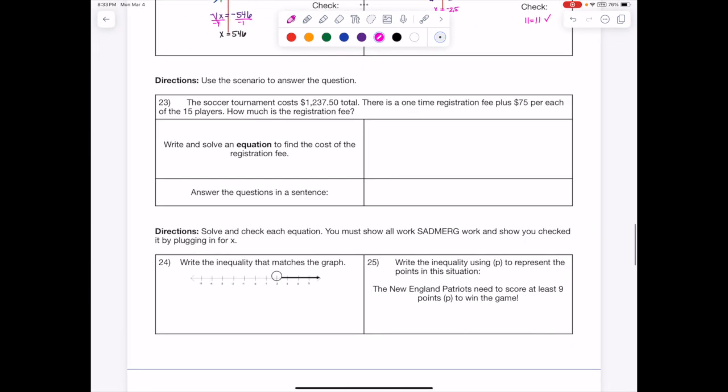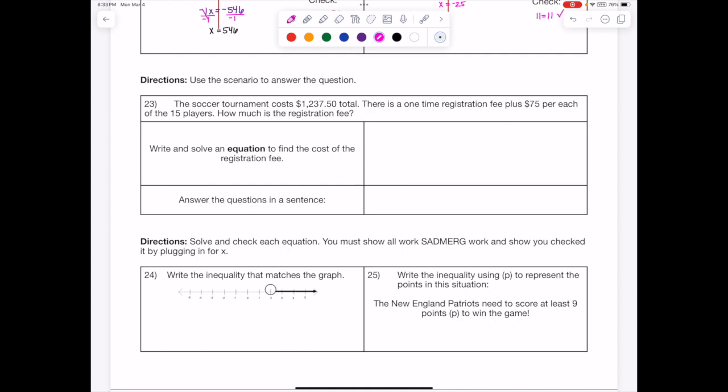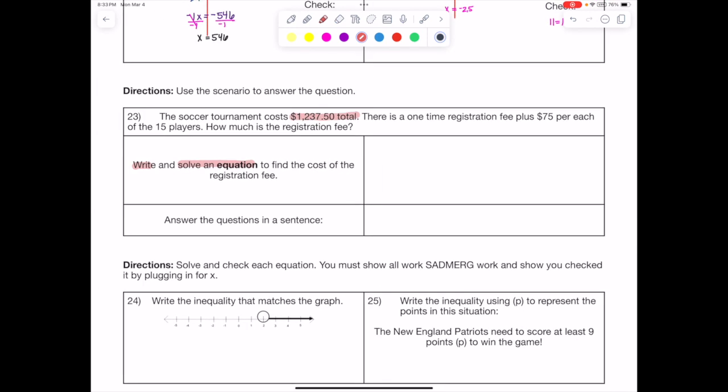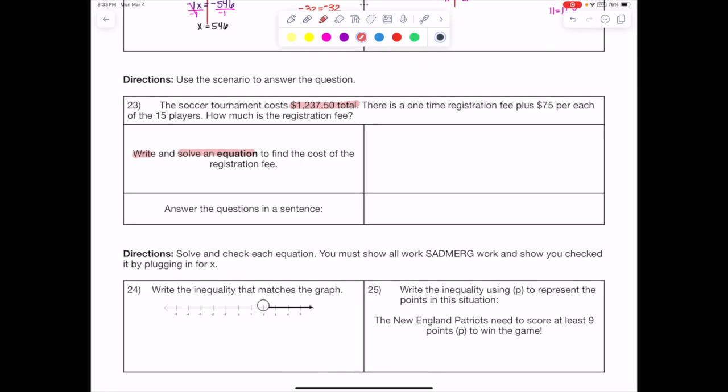All right, use this scenario to answer the question. Notice it says write and solve an equation to find the cost of the registration fee. So here we go. The soccer tournament costs this much total. I know total goes on the other side of the equal sign typically. There's a one-time registration fee plus, writing my hints, $75 per each of the 15 players. This is where you have to notice your hints. I know per or each means multiply. How much is the registration fee?